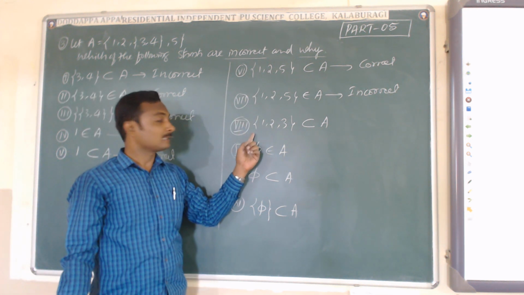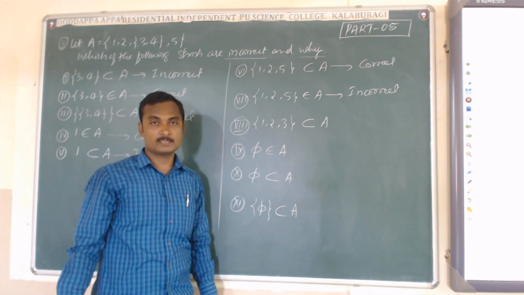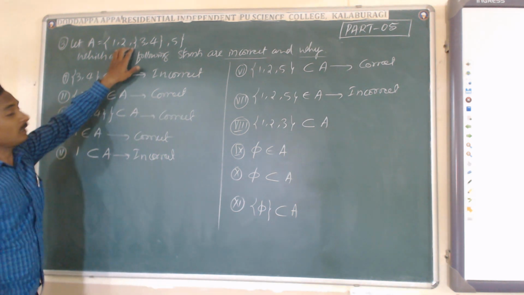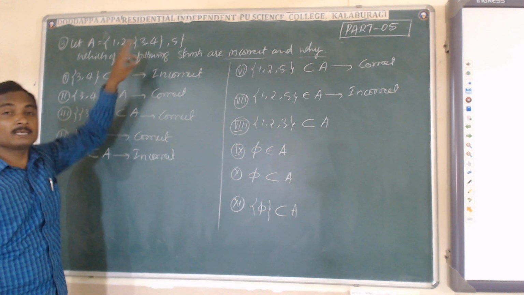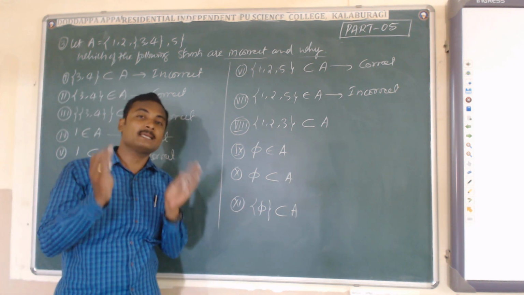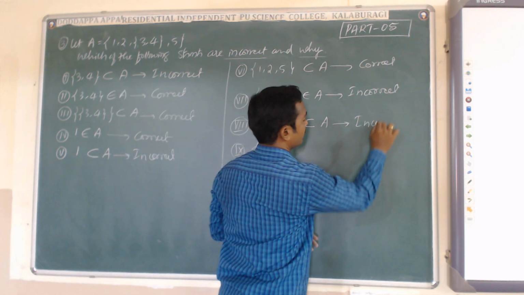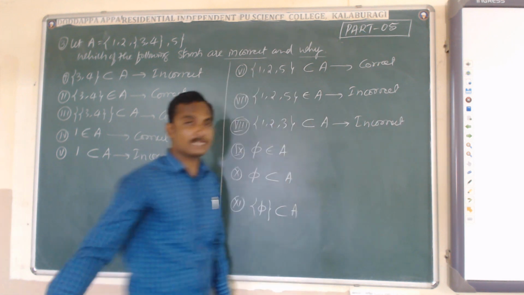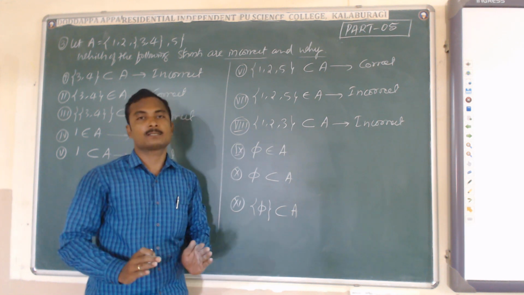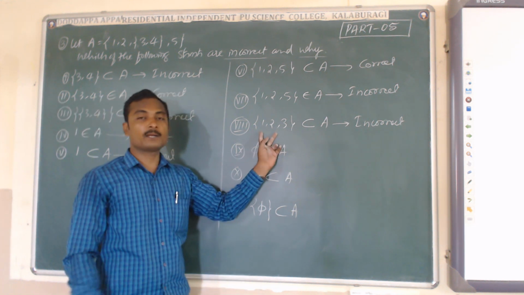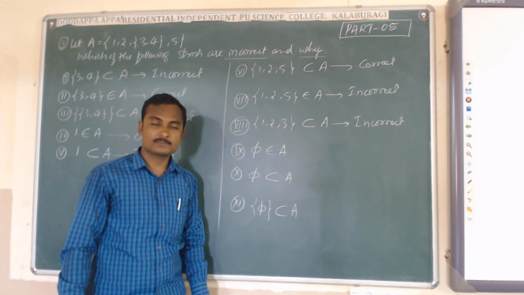Eighth one. The set containing 1, 2, 3 is a subset of A. You can observe whether 1, 2 belong to the set A or not. Yes, they belong. But 3 also belongs to the set A, but it is written inside a set itself. Therefore, this is an incorrect statement, because 3 is not an independent element. 3 is written inside a set in A. Therefore, the set containing 1, 2, 3 is definitely not a subset of the set A.